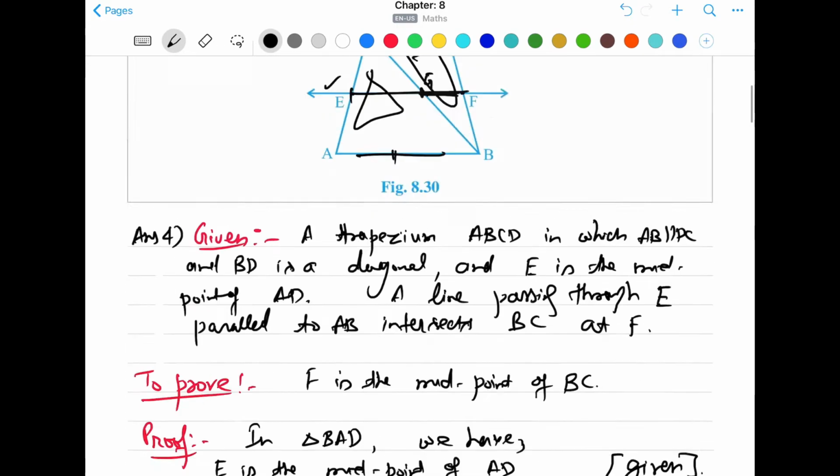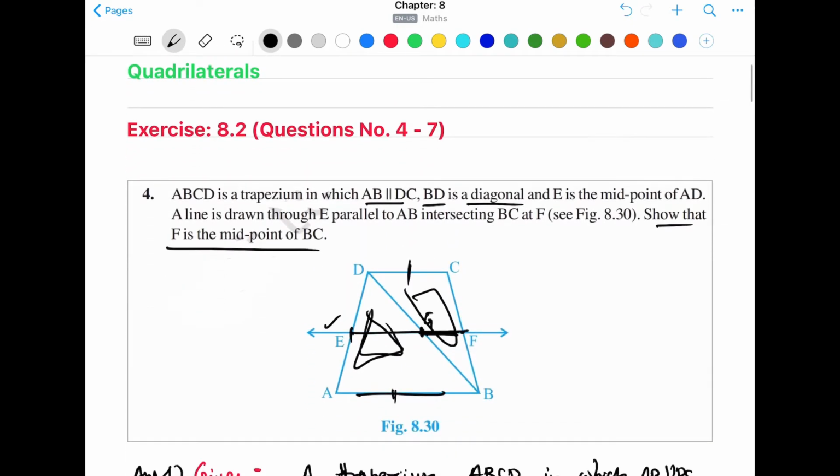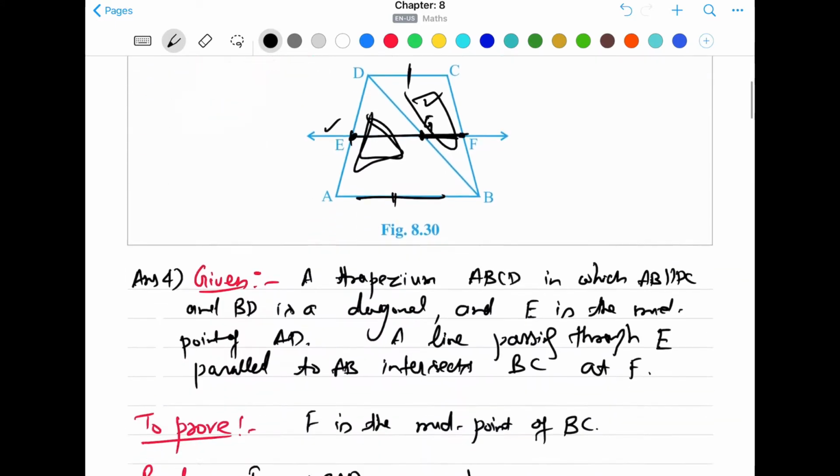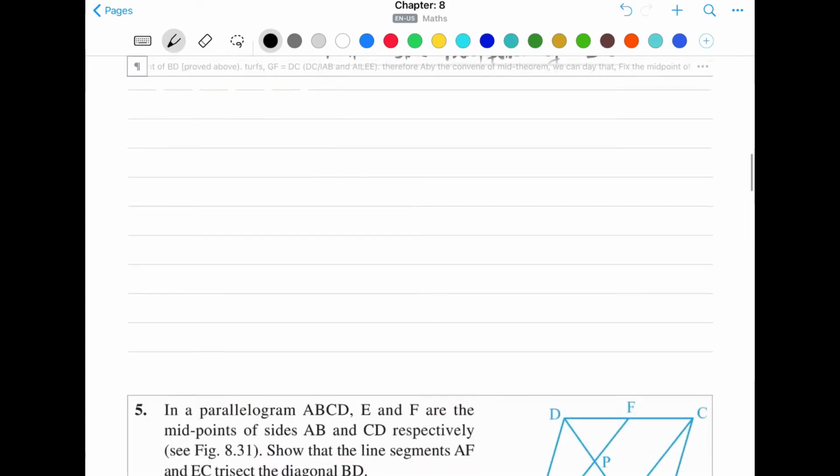So simply what we did is, first we took this triangle and applied the converse of the midpoint theorem. Since E is the midpoint of DA, G will be the midpoint of BD. Then in the second triangle, since there is a line passing through G cutting this side, F has to be the midpoint of BC. That's the proof of question number 4.